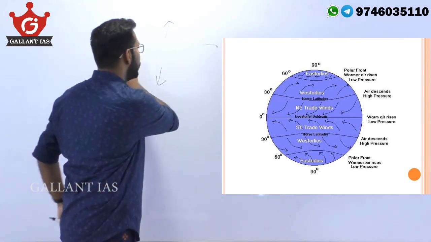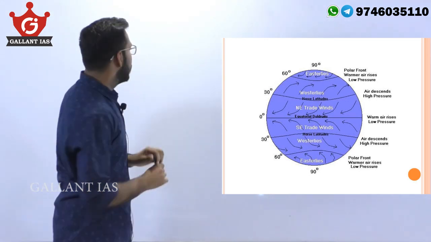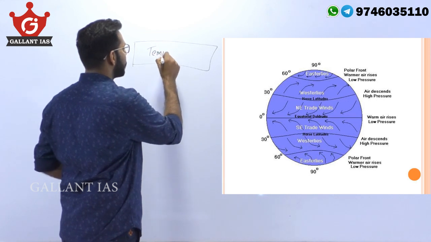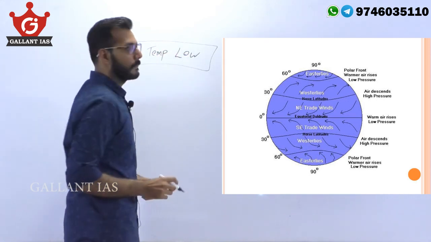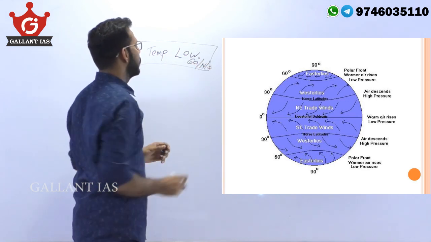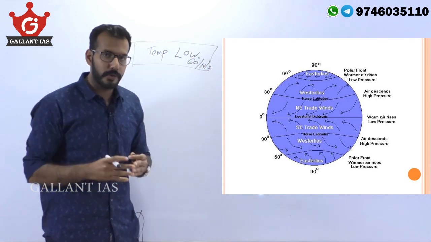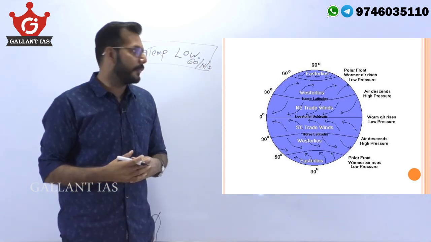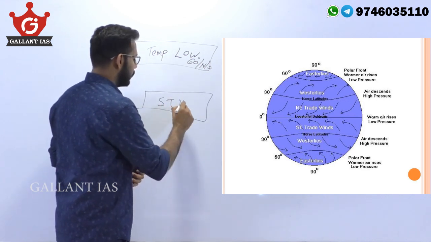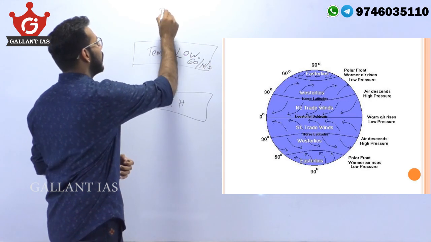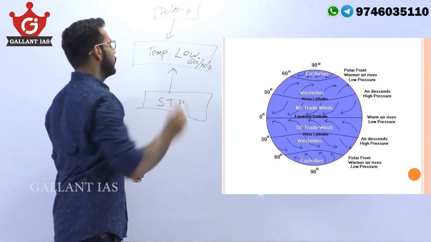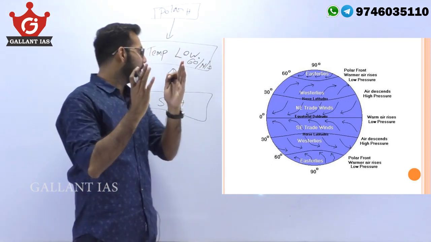Now, beyond that, on the 60 degree latitude, we have the temperate low. This temperate low occupies 60 degrees north and south. Because it is low, it is a point of convergence and a point of cyclonic activity. Both from the subtropical high, wind is moving up, and from the polar high, wind is moving down, and it is converging and rising up.